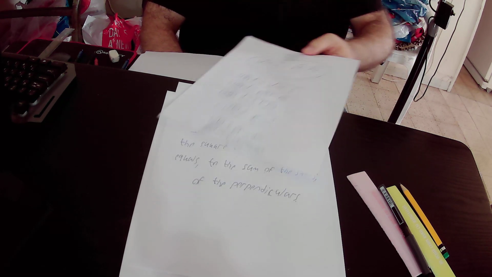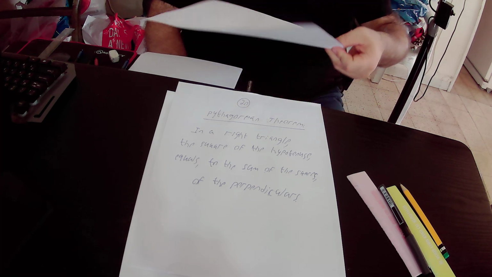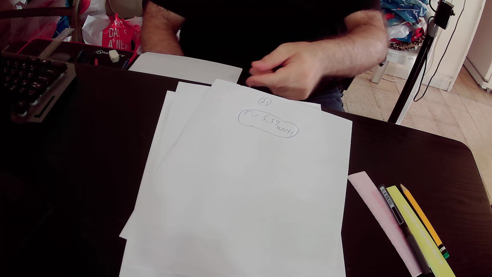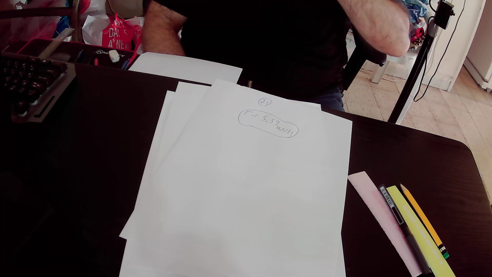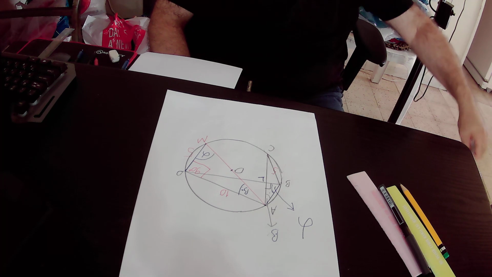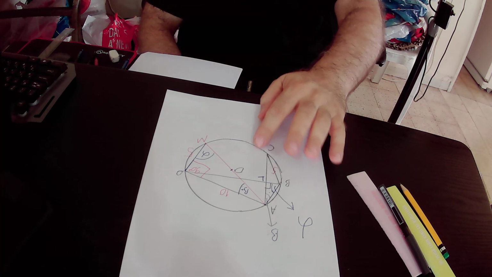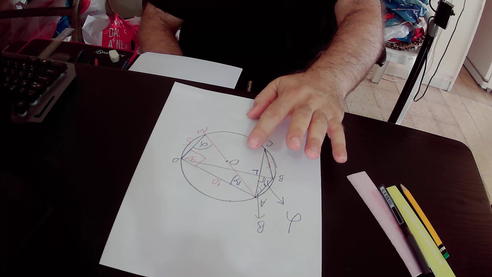Or we can also say that the radius of the circle equals 5.59 units. Okay, so the radius of this circle equals 5.59 units, so we can also say that it equals 5 times root 5 over 2 units.